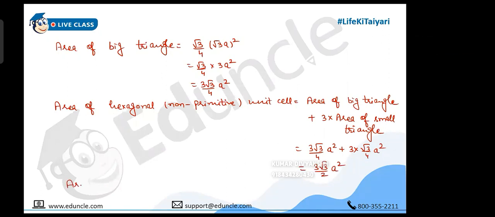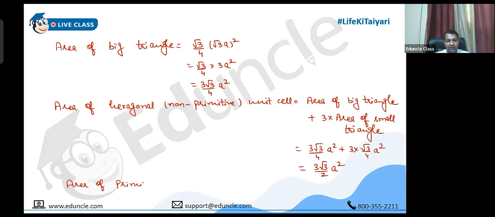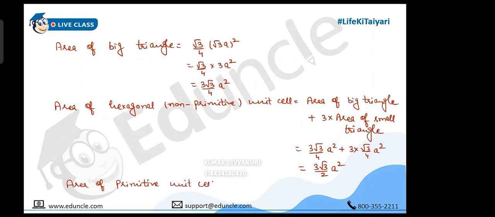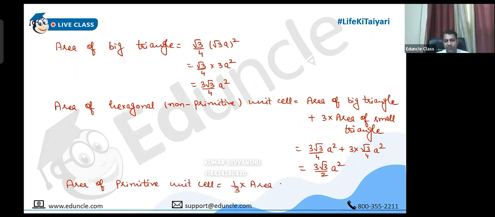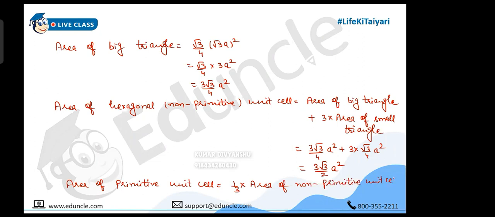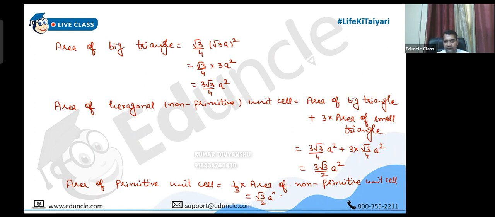So what will be the area of primitive unit cell then? There were 3 of them in one non-primitive unit cell. So it will be a third of the area of non-primitive unit cell. 3 root 3 by 2 A square, so root 3 by 2 A square. Now please check everyone.